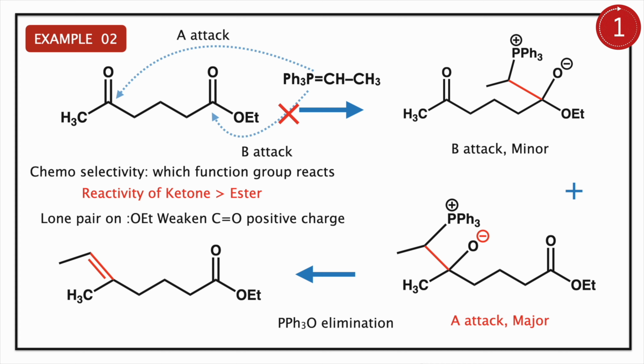So the ketone reacts. The first step will be attack on the carbonyl. Attack on the ester will be minor. Major will be attack on the ketone carbonyl. Attack happens, then a 4-member intermediate forms. You have elimination, ending up with the final product.